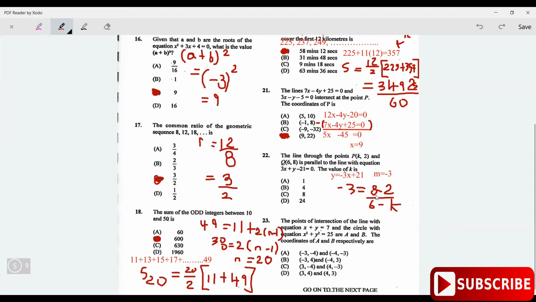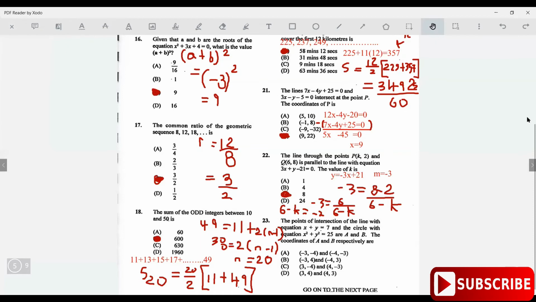All we have to do now is solve for k. So 8 minus 2 is 6. So what we get is negative 3 is equal to 6 over 6 minus k. We know that 6 over minus 2 is minus 3. So that means that 6 minus k equals negative 2. Bring minus 6 over here, that's minus 8, so k must be 8. 6 minus 8 is negative 2, so k is 8.